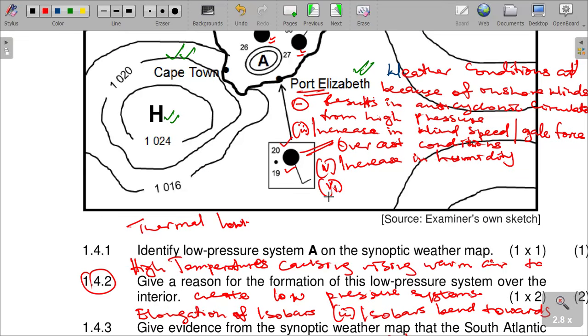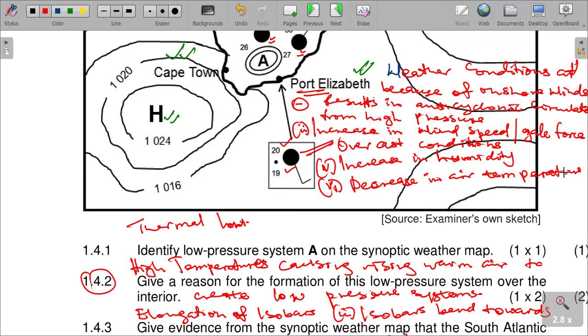And then maybe last but not least, we can talk about a decrease in what? Decrease in air temperature, which is as a result of the air advancing onto the land. We are saying these are some of the weather conditions that can occur at Port Elizabeth because of onshore winds.